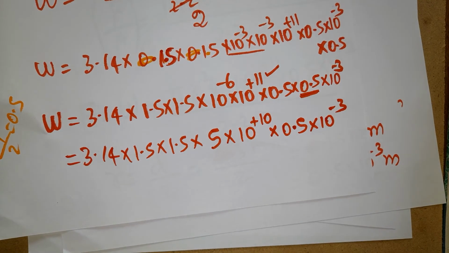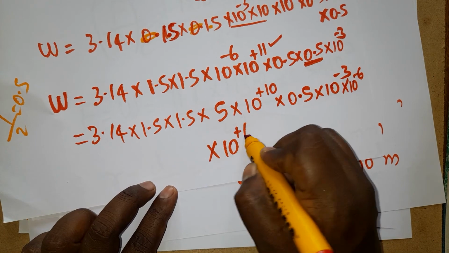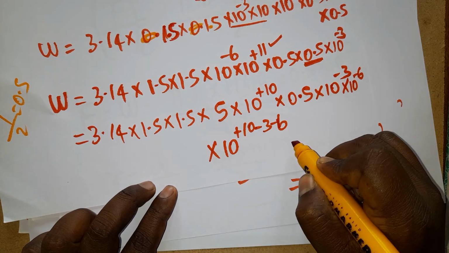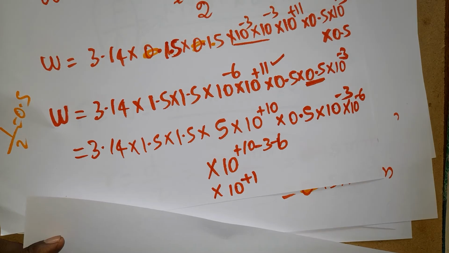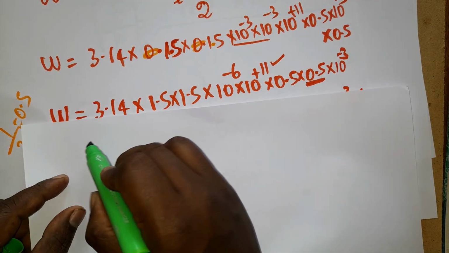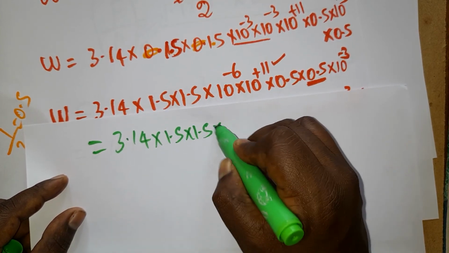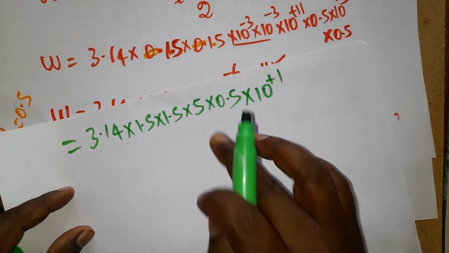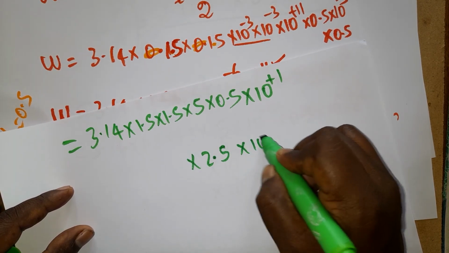I am going according to the NCERT calculation. Into 10 power minus 6 will be there. All 10 powers you can take together: plus 10 minus 3 minus 6, so minus 9 plus 10 will have 10 power plus 1. Now we can do the calculation. 3.14 into 1.5 into 1.5 into 5 into 0.5 into 10 power plus 1. 5 into 0.5 is 2.5 into 10 power plus 1.